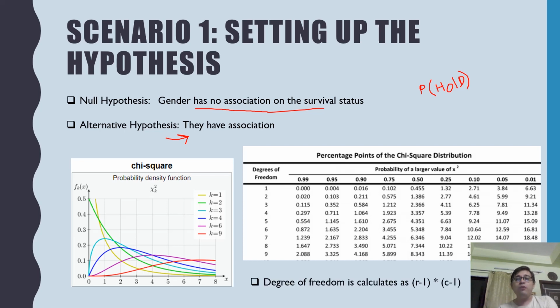Okay, so how do you calculate degree of freedom? It is calculated as (r minus 1) times (c minus 1), where r is the number of rows and c is the number of columns. So in this case it will be (2 minus 1) times (2 minus 1), so it will be 1. All right, so when you look at the table, the value is much more than that, so you can safely accept the alternative hypothesis.